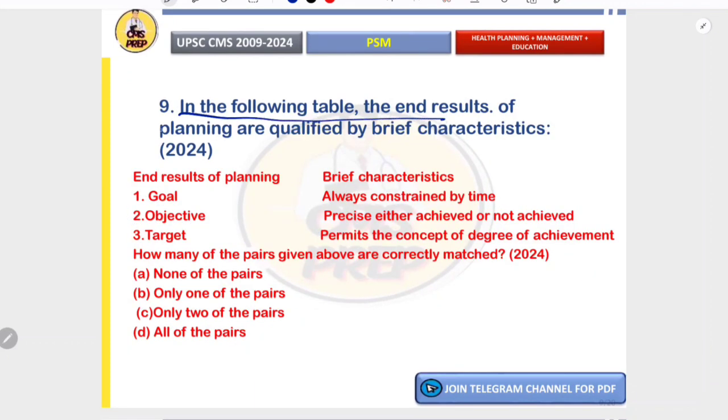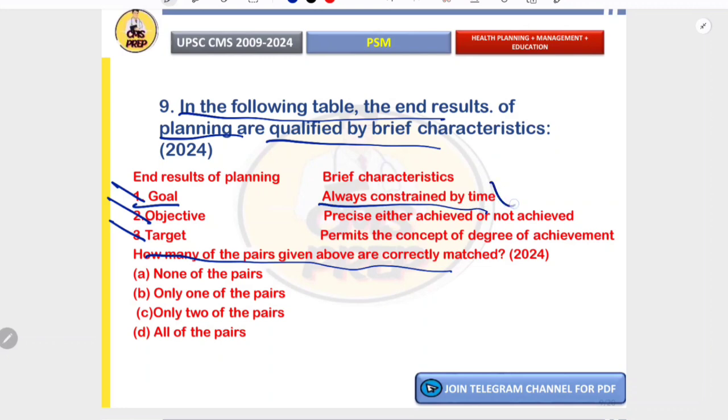In the following table, the end results of planning are qualified by brief characteristics. How many of the pairs are correctly matched? So there are 3 definitions. The first one is goal, objective and target. For goal, it is written that always constrained by time. It is incorrect. What is goal? Goal is the ultimate desired state in a health program towards which objective and resources are directed. It shows all or none phenomena. That means either the goal is achieved or not achieved and is not constrained by time and resources. So this is the wrong characteristic of goal.